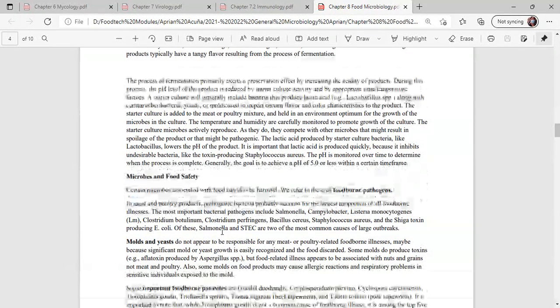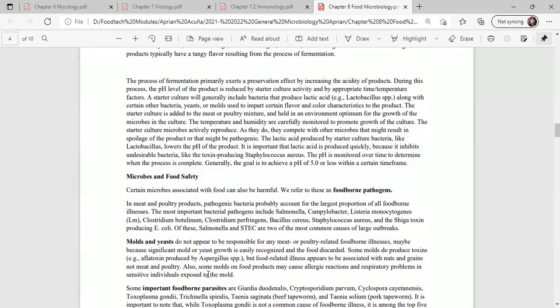The most important bacterial pathogens include your Salmonella, Campylobacter, Listeria monocytogenes, or LM for short, your Clostridium botulinum, usually found in canned foods, your Clostridium perfringens, your Bacillus cereus, Staphylococcus aureus, and the Shiga toxin produced by your Escherichia coli. Of these, your Salmonella and your STEC are the two common causes of large outbreaks. The STEC is Shiga toxin produced from your E. coli.